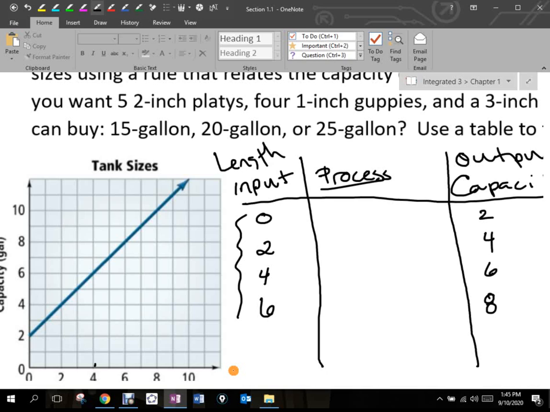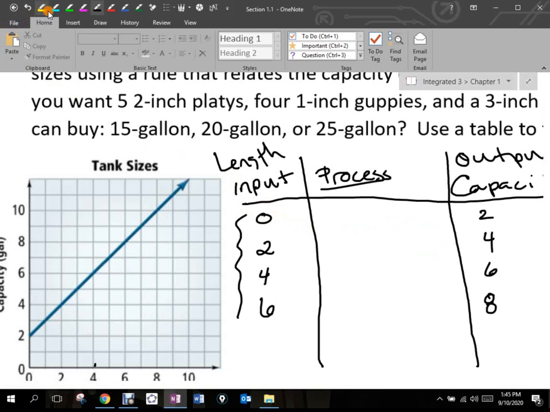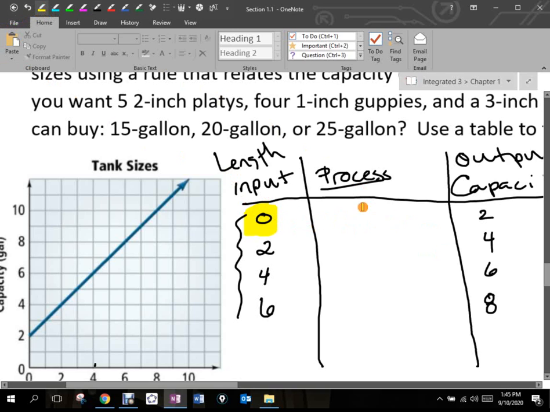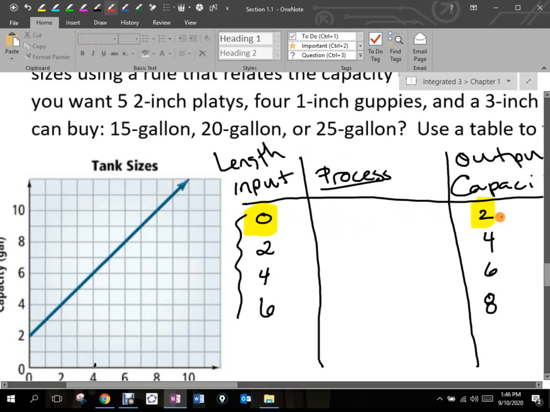Like I wouldn't want to go 2, 0, 6, and then 4. Does that make sense? It'd be the same data points, but they're not in order, so that would be hard to recognize a pattern. So what am I doing from my input, that first input, to get that first output? What did I do? What's the algebra between those two things?